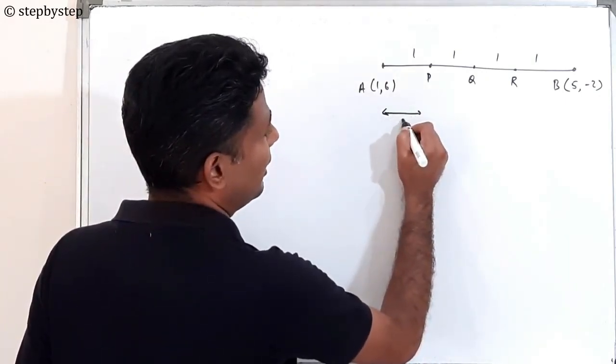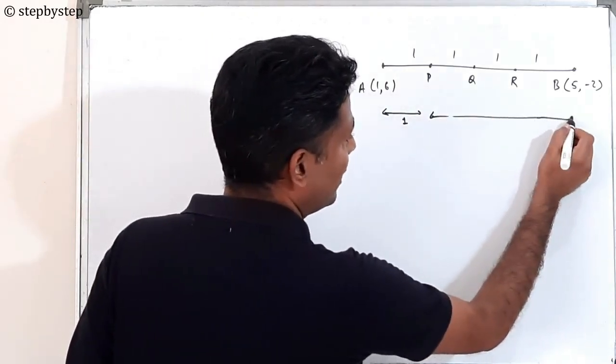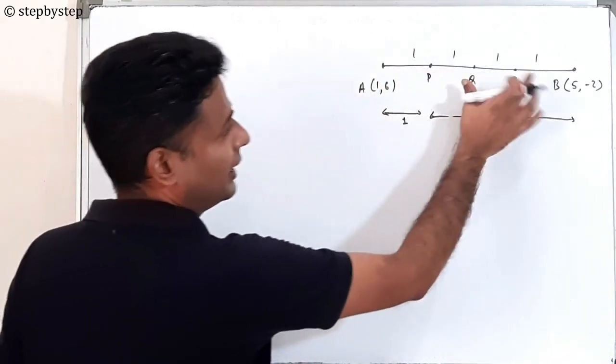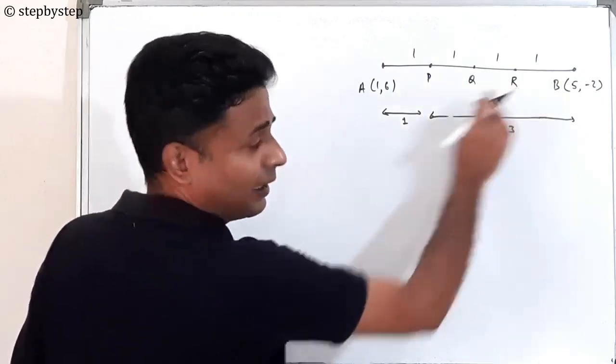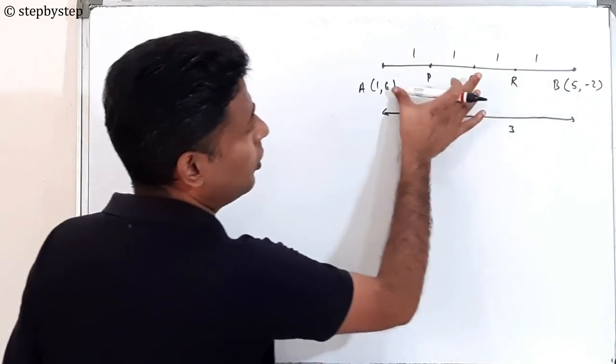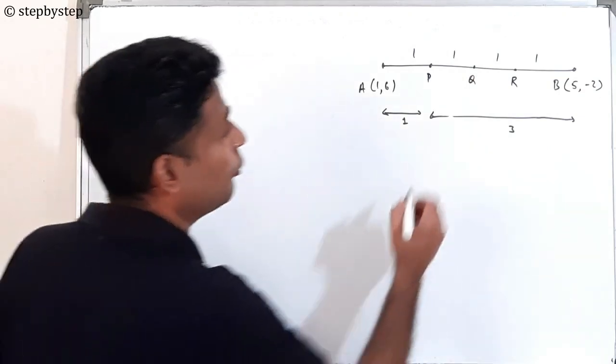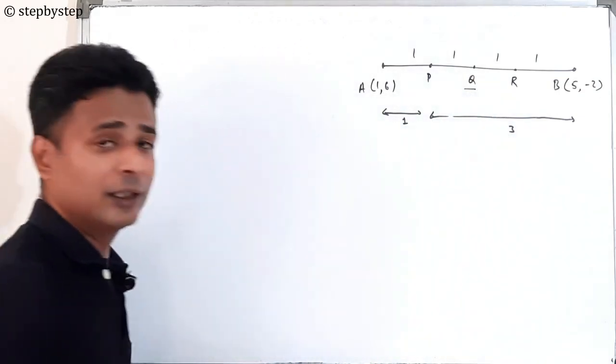One is, if this is 1, this entire thing will be 3. So we can take that point P is dividing in the ratio 1:3. Same way we can take R, point R is dividing in the ratio 1:3. But a very easier and faster method would be, first I'll find the coordinates of point Q.